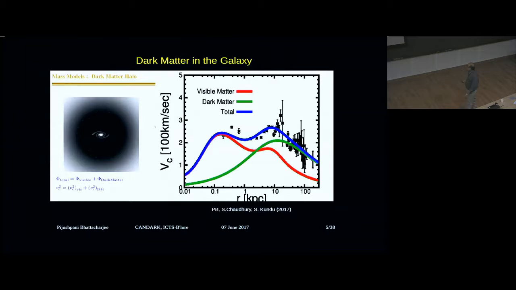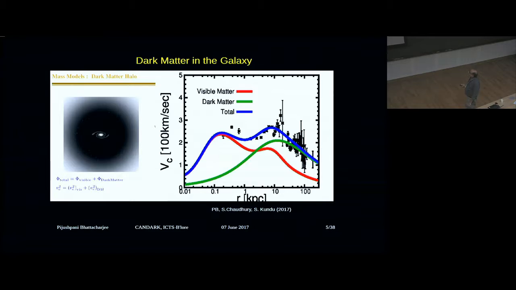So the picture one has is that in our galaxy, the spiral galaxy, visible matter is a tiny little thing sitting in the center of a so-called halo of dark matter. This is a theorist's picture, okay. We don't quite know how far it extends and what it is made up of and other properties of it, but you can make models, okay.